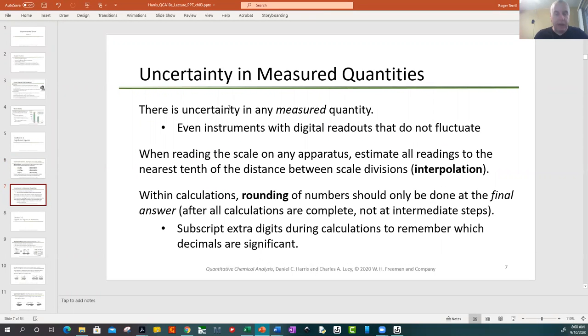So, uncertainty in measured quantities. This is one thing to get through our little heads pretty early: there is uncertainty in any measured quantity. Anything that you have to measure, as opposed to counting. You could say there's two people in the room. We don't consider there to be any uncertainty in that type of number, a counting number.